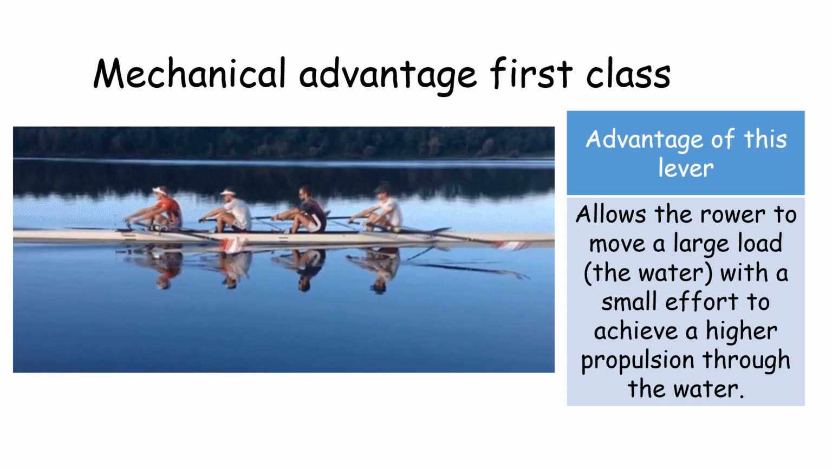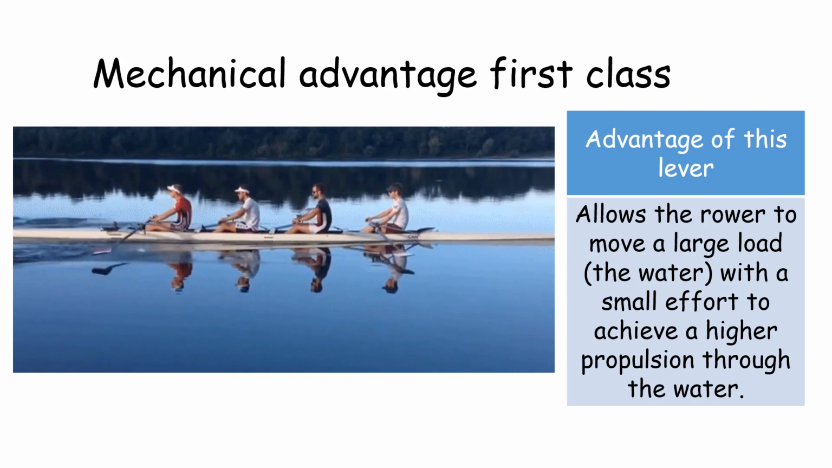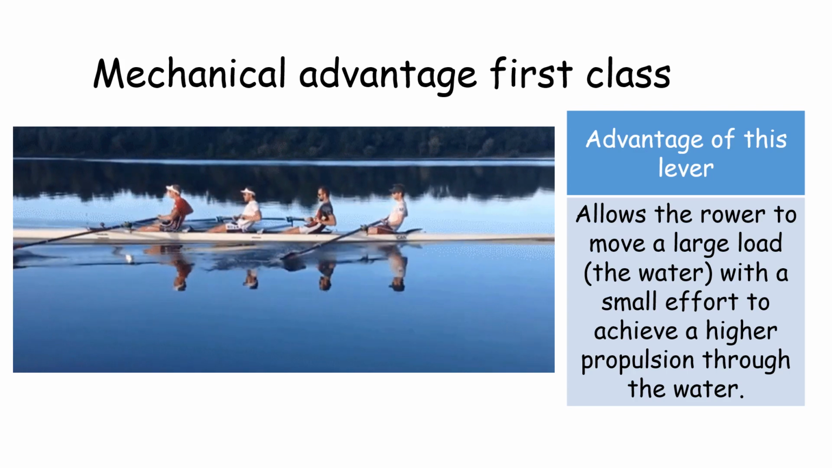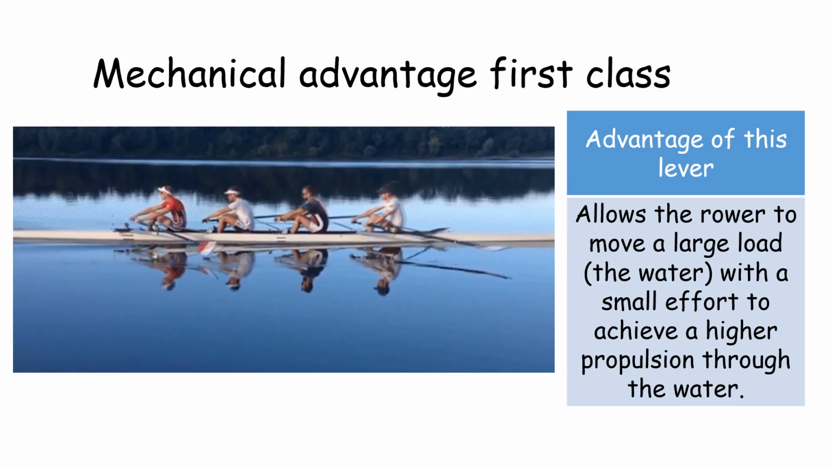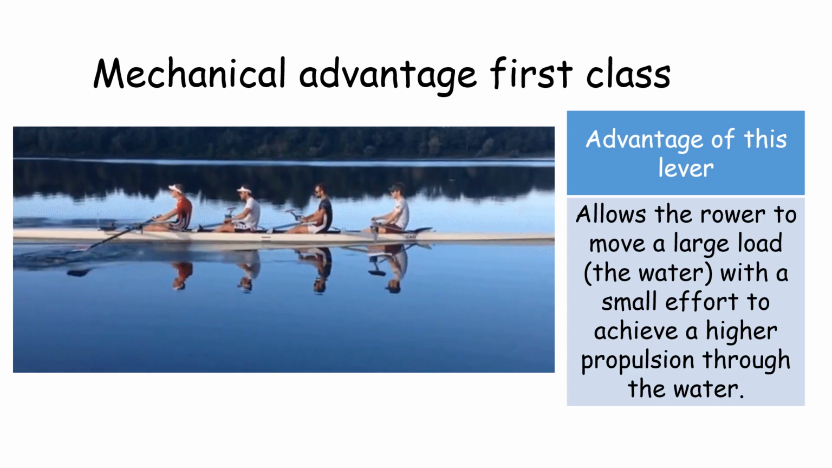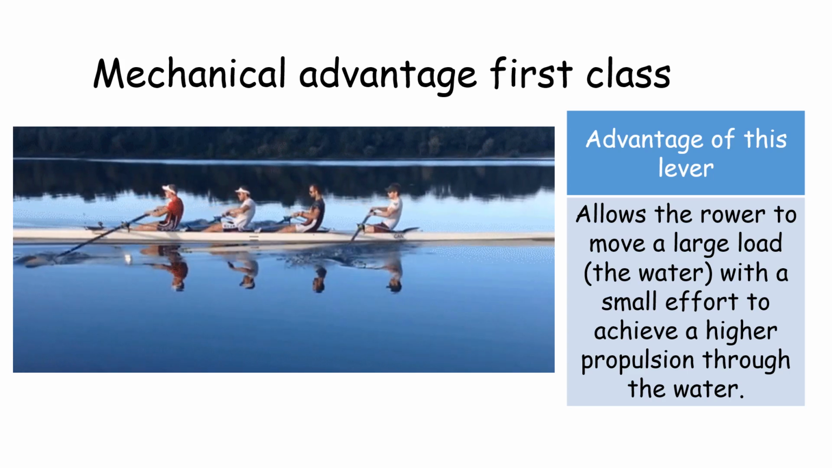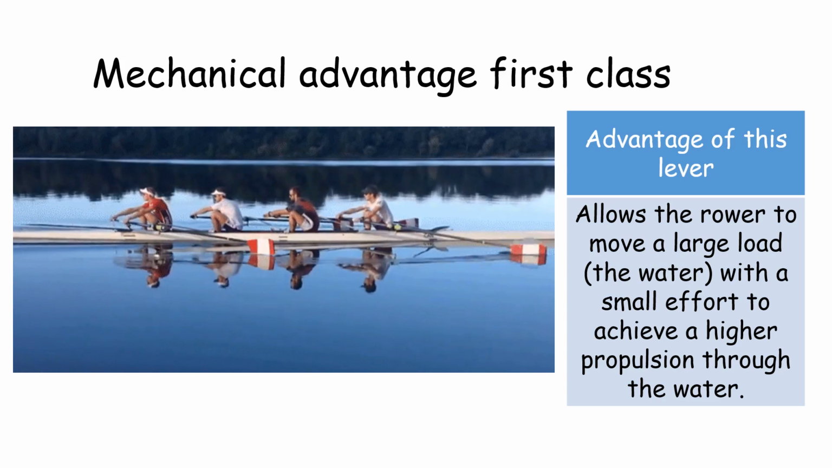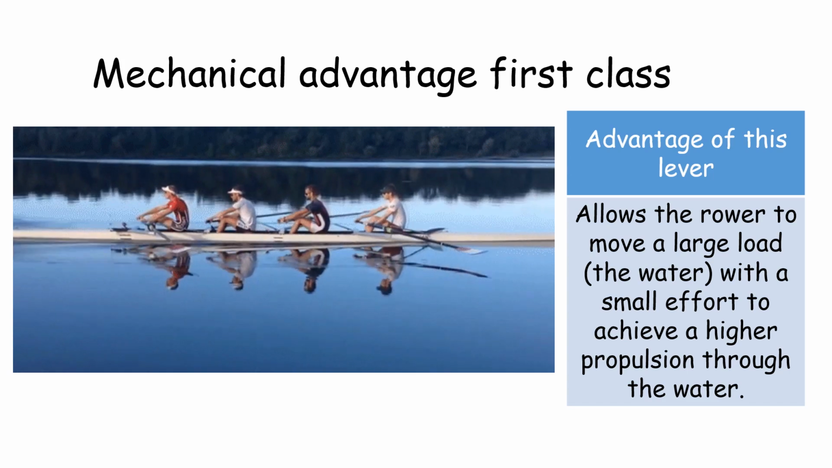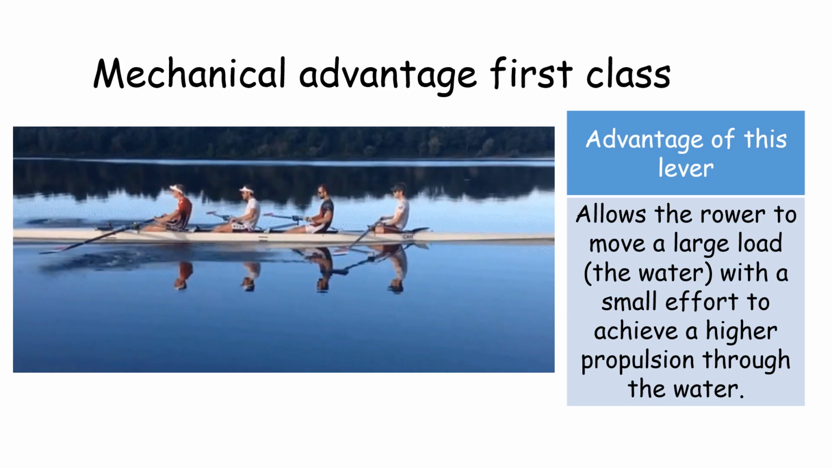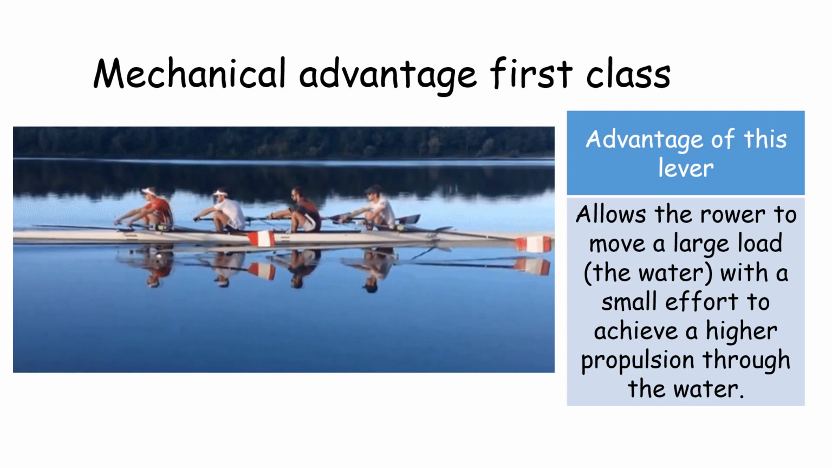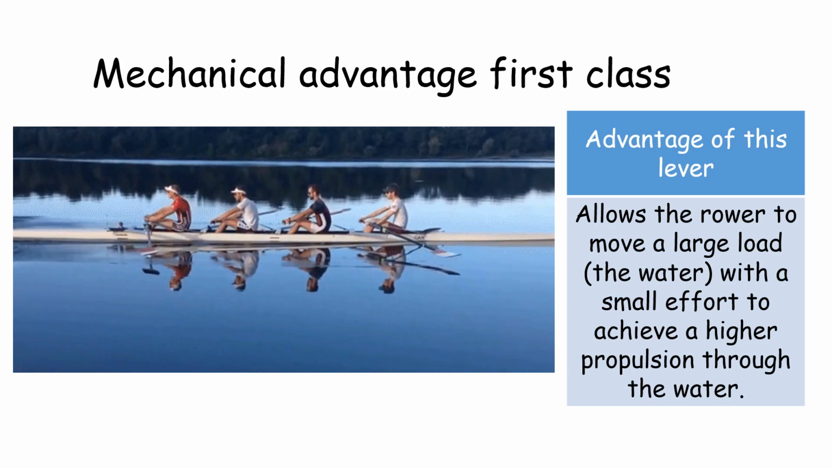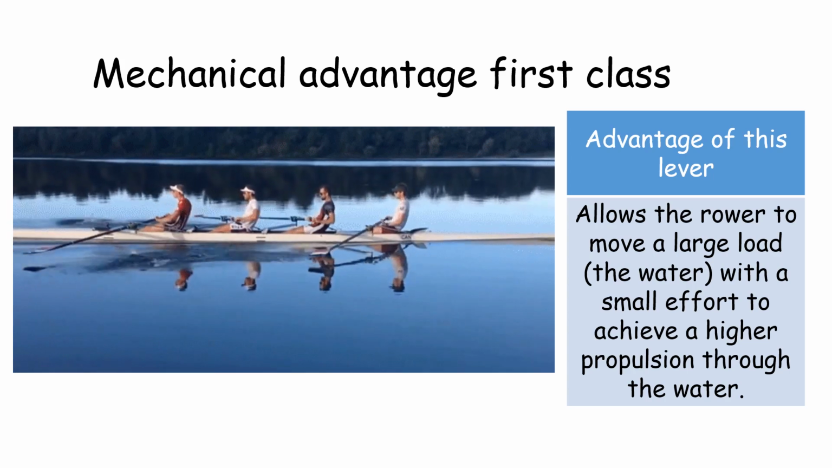So the first one, mechanical advantage. We know that rowing is a first class lever system. Why is this a mechanical advantage? Well, the reason for this is, and this is the table on the right, I'd like you to copy that into that blank box, it allows a rower to move a really large load. That's the water and the weight of the people moving through the water. So move a large load with small effort to achieve a higher propulsion through the water.